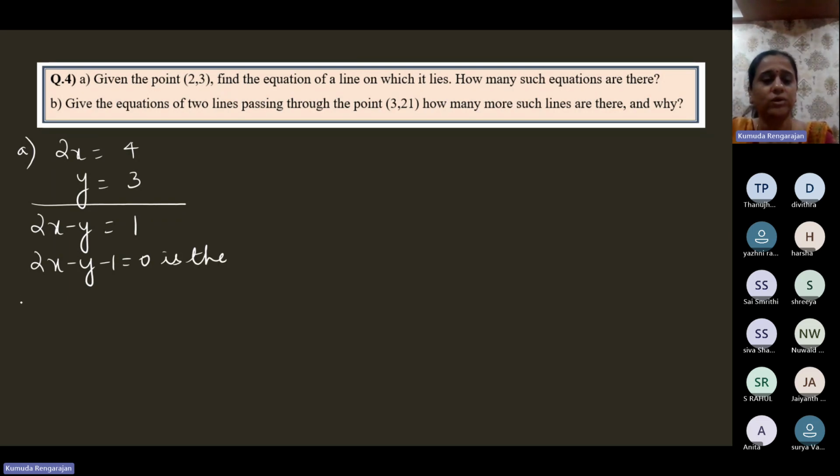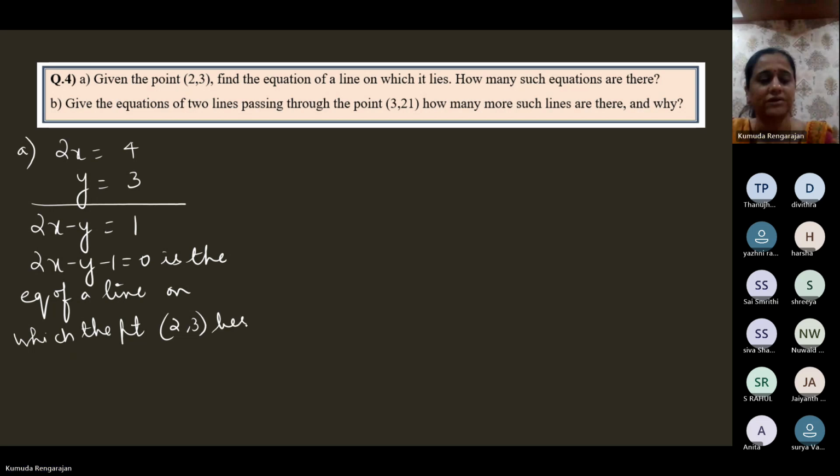This is the equation of a line on which the point (2, 3) lies. (2, 3) lies on so many lines, and this is one of the lines on which (2, 3) lies. How many such equations are there? Infinitely many such equations are there.